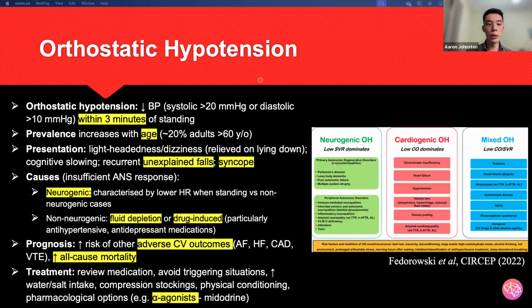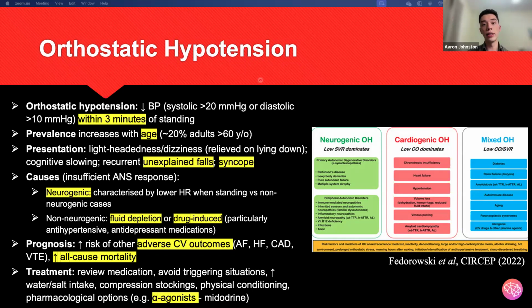So orthostatic hypertension then is a pathological phenomenon and arises when your autonomic response is insufficient. It's defined as a reduction in blood pressure, so this is a systolic drop of greater than 20 millimeters mercury, or a diastolic drop of less than 10 within 3 minutes of standing. We know that age is a major risk factor, affecting approximately 20% of adults over the age of 60. Clinically, it presents as lightheadedness or dizziness, which is resolved upon lying, cognitive slowing, people talk about being cloudy, etc. Particularly in the elderly, unexplained falls or syncope as well.